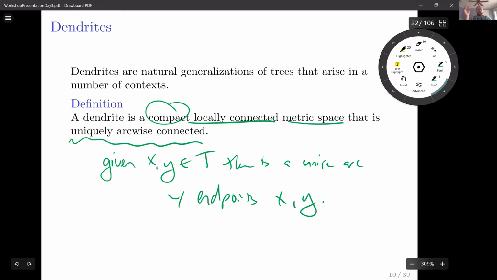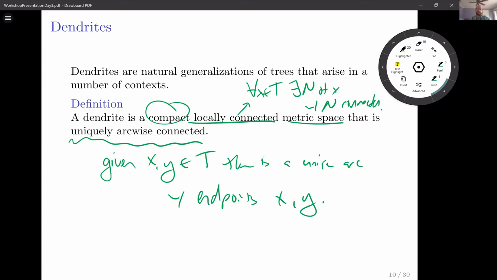Okay. And so locally connected then, let's just remember this. This means that for all X in T, there exists a neighborhood N of X that is connected. Okay. And so these are what dendrites are. They're the natural generalization of trees. You can often think about them as infinite trees or trees with infinitely many branch points, provided we don't break this locally connected condition. Okay.